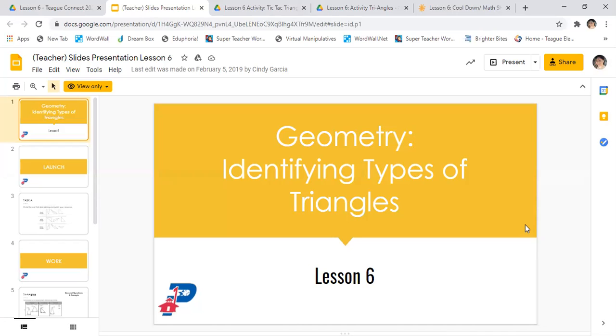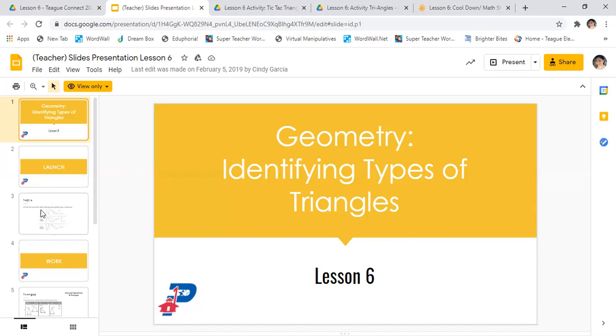You're going to be identifying types of triangles. There are different types of triangles and different attributes that we have for the triangles. So it's going to be your job to describe those attributes of the 2D figures. And we're talking about triangles. And we're going to classify them based on their attributes.